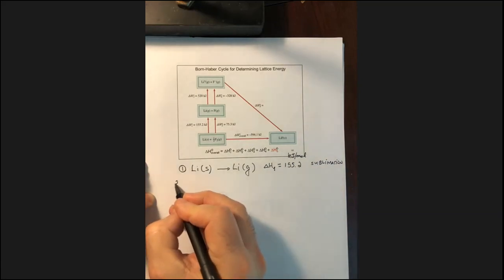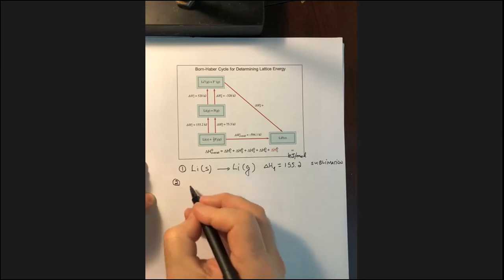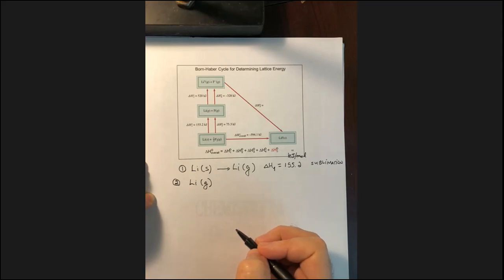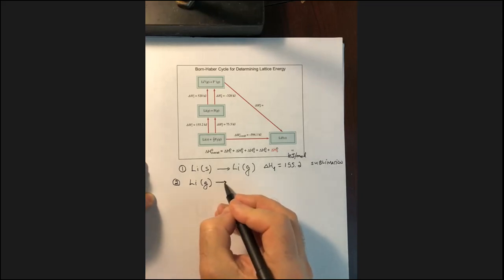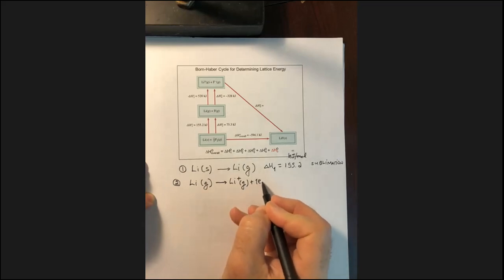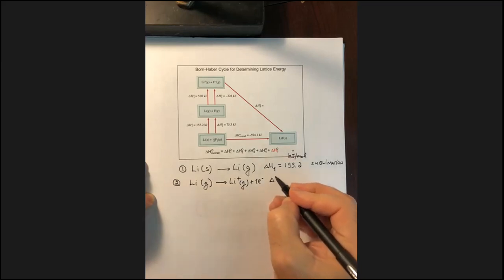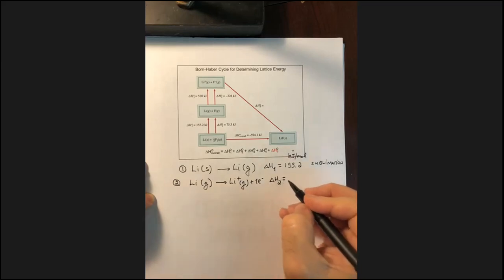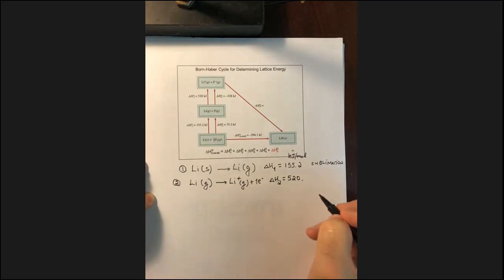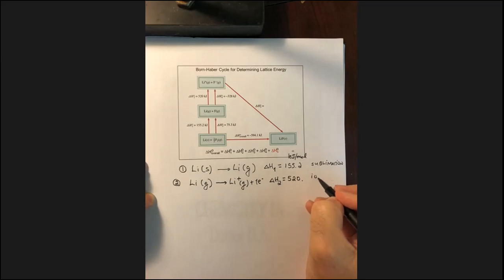All right. Our second step is taking that lithium gas and ionizing it into a lithium plus. We're going to release an electron from here, and this is going to be delta H2. And as expected, it is endothermic because we're trying to take an electron away. 520 kilojoules per mole. And again, we said this is actually the ionization energy. And we know that from tables.